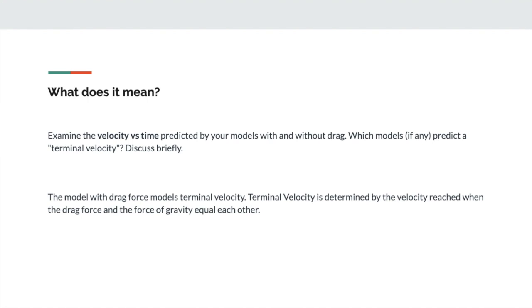And then to answer the "what does it mean" questions. When you're examining the velocity versus time predicted by the models with and without drag, which models, if any, predict the terminal velocity? The answer to this would be that the model that includes drag force as well as gravity would represent terminal velocity, because terminal velocity is the velocity that is reached when the drag force and the force of gravity are equal to each other.